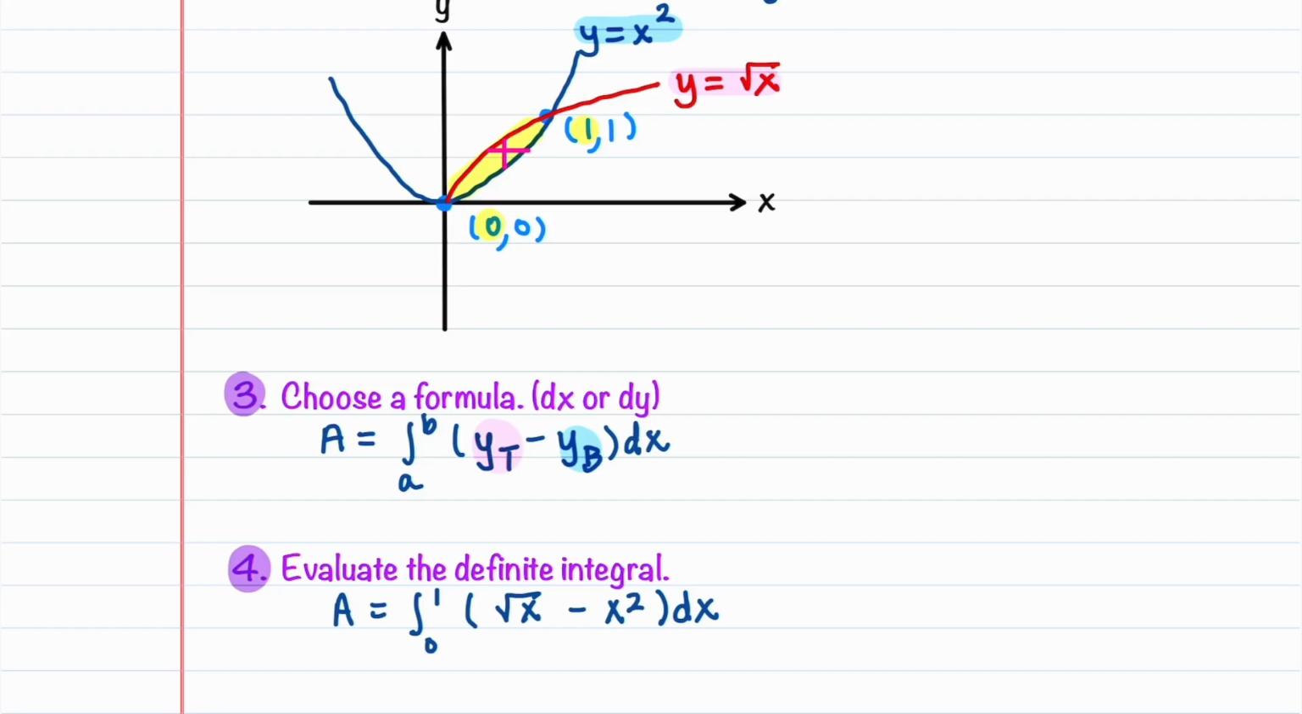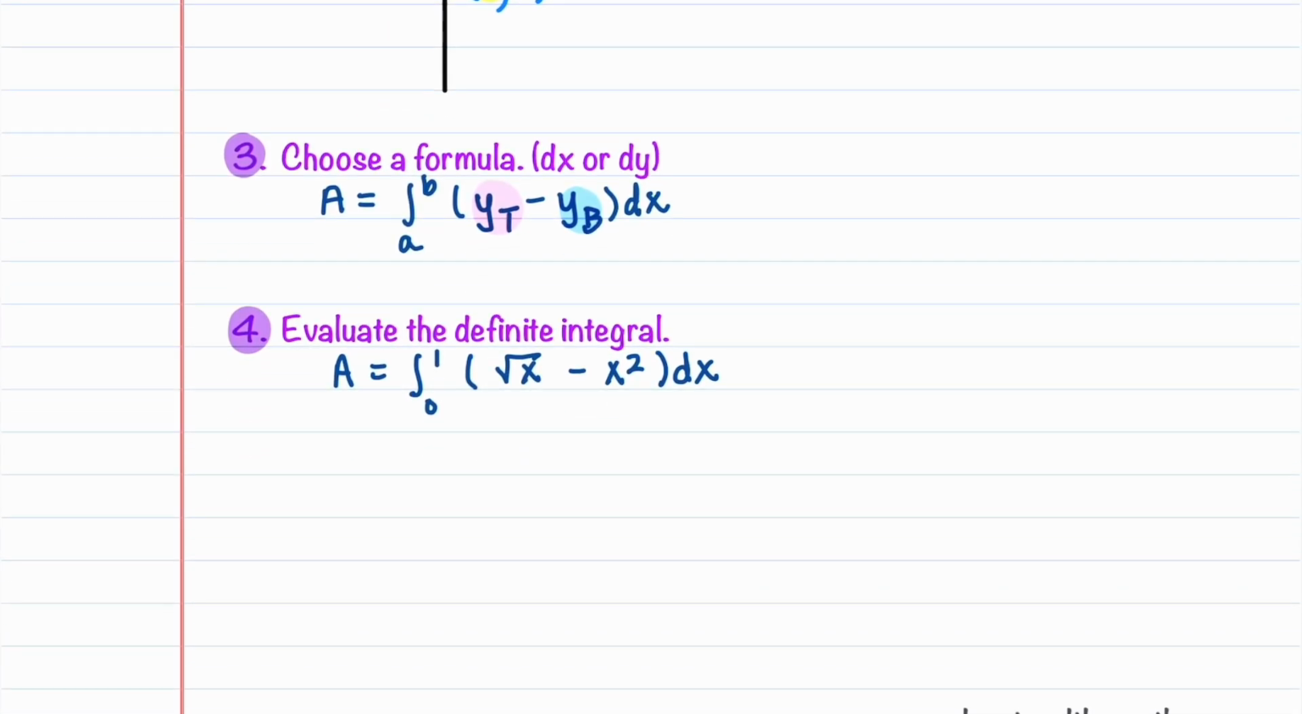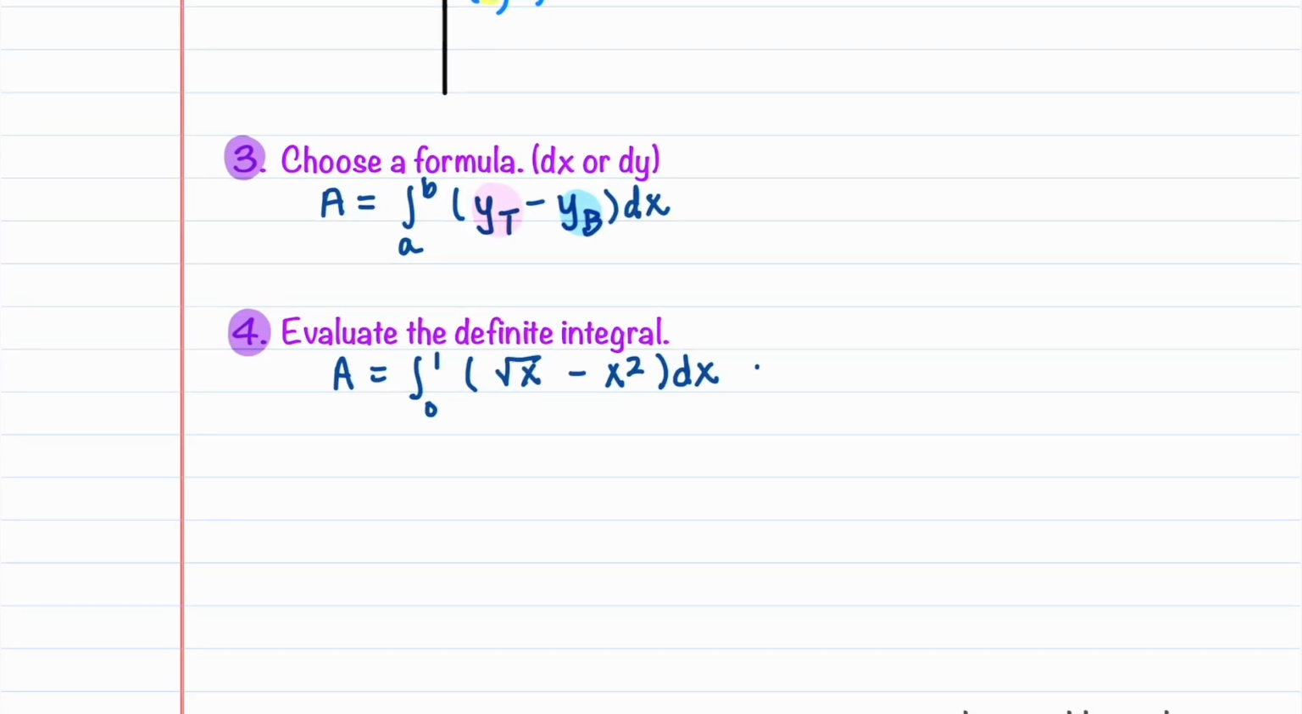dx. One thing that's really nice with these problems is if you do make a mistake and you pick the wrong curve for the top and the wrong curve for the bottom, what's going to happen is you're going to get a negative area. And if that ever happens, just know that you go back up and switch the curves. Let's go ahead and write this as the integral from 0 to 1 of x to the 1/2 minus x squared times dx.